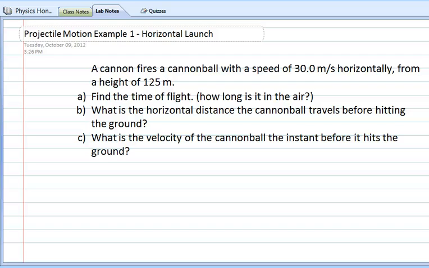Okay, welcome back everyone. This is the first solved example for projectiles, and projectiles generally fall into three types of problems. So the first type is what we call horizontal launch, or sometimes we say that this is a cliff problem. So here's why.